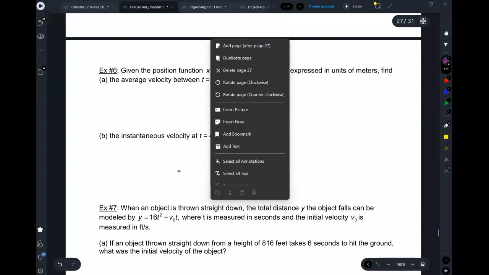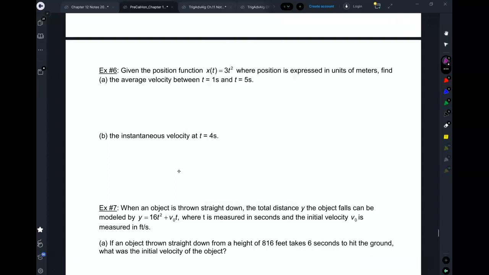Okay, average velocity, what are we going to do? Old-fashioned slope, right? So x of 5 minus x of 1, over 5 minus 1. It's important to show this step. Remember, it's not about the final answer, it's about the process. Once you do this, x of 5 is what?